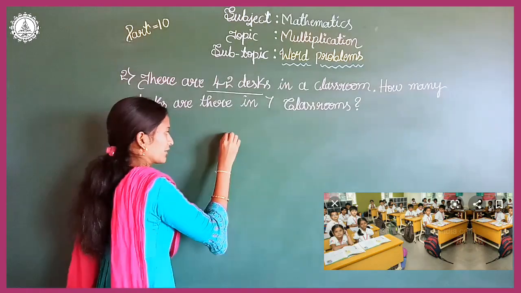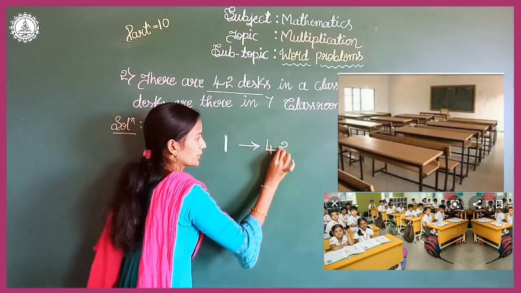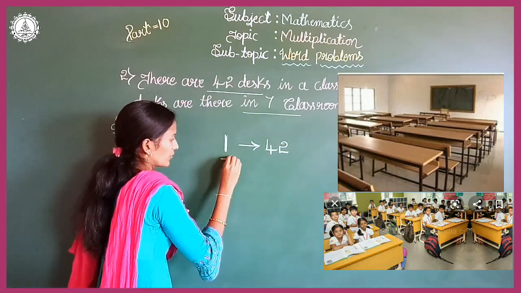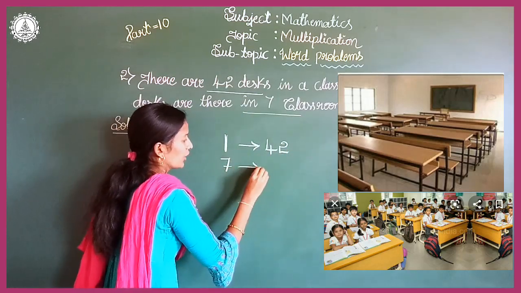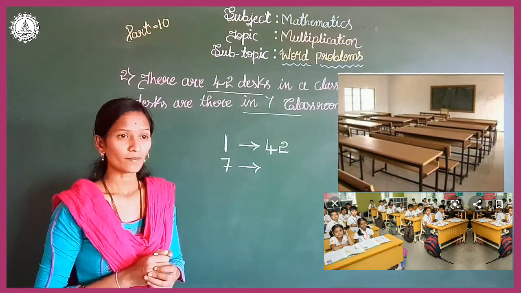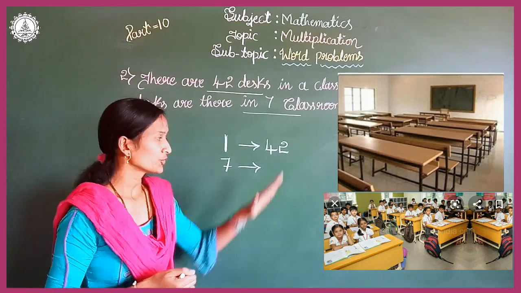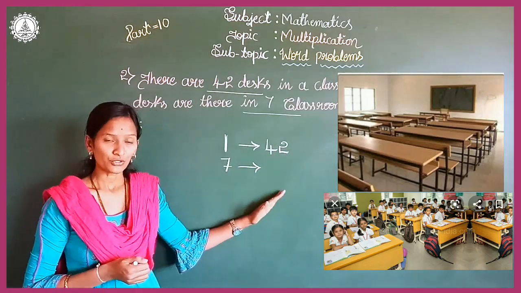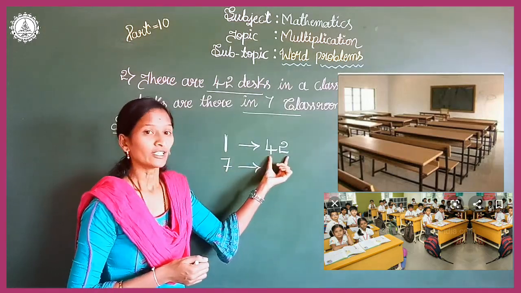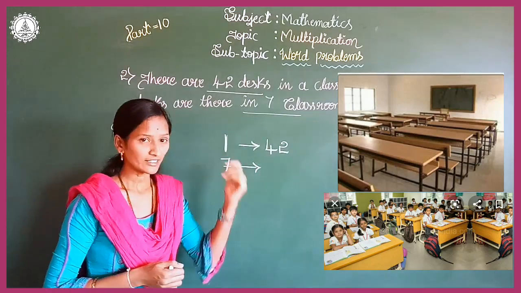So look here, in one classroom, the total number of desks are 42. Right? So for 7 classrooms, how many desks are there? We don't know. Right? So here you have to use multiplication fact to solve this problem. So here you have to multiply 7 with 42. Then you are getting the total number of desks in 7 classrooms.